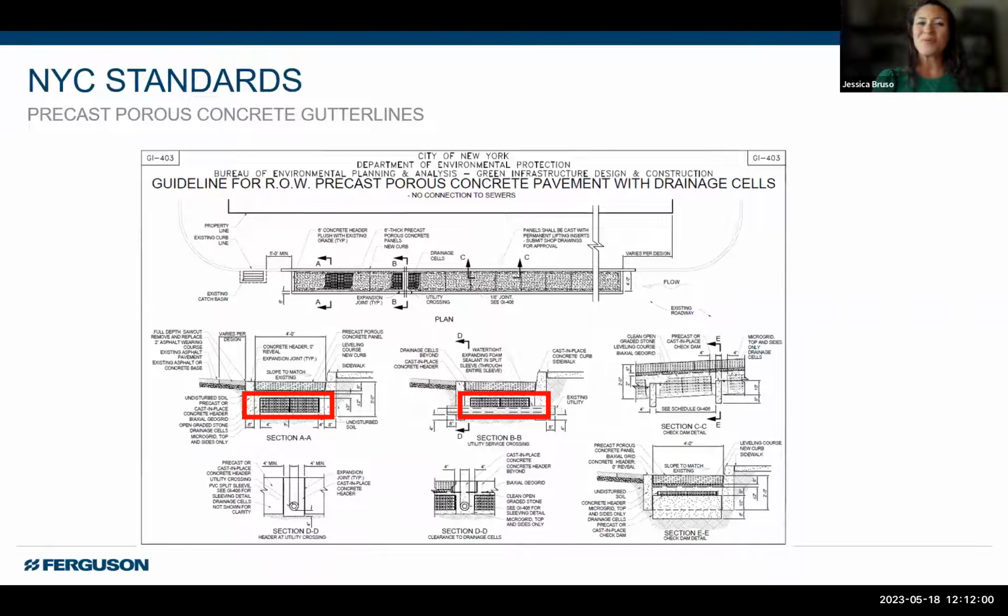lot of these porous concrete gutter lines with, as you see underneath in red, that expanded storage underground. So essentially, as water's flowing down the curb line, it's actually infiltrating. And I'll show you a video of that coming up as well.